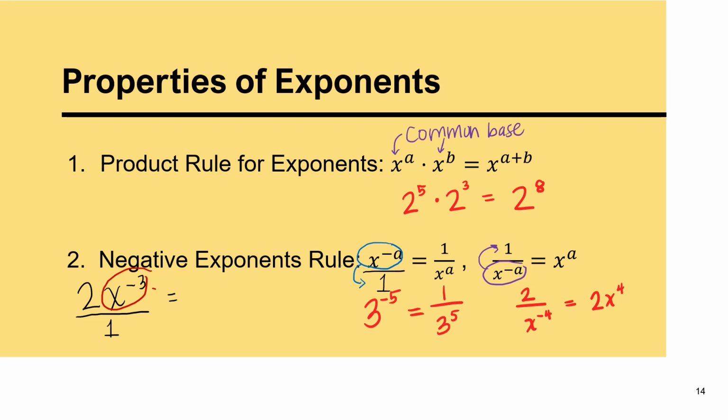So you're going to take that and move it to the other side of the fraction bar. The 2 stays in the top. In the bottom we have 1 times x to now the positive 3, which is just x to the positive 3. So you're only moving the term that has the negative exponent. The ones that don't have a negative exponent, you just leave them alone. Leave them where they are.